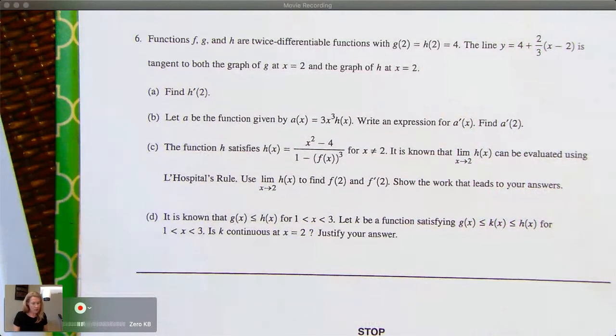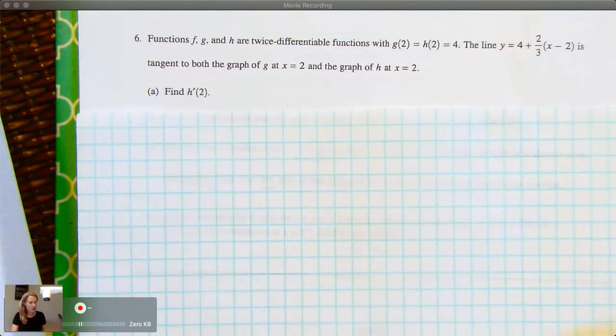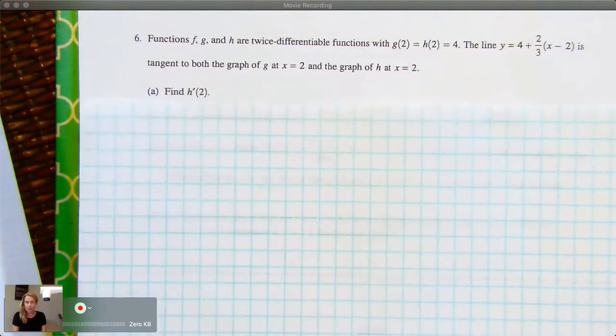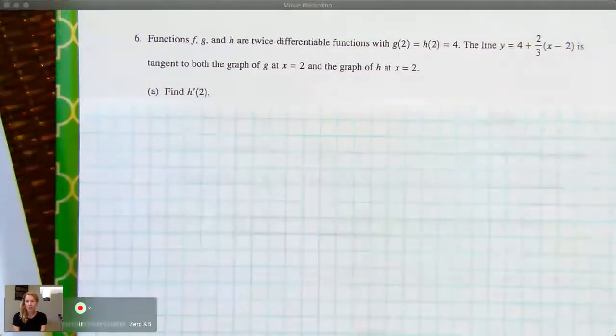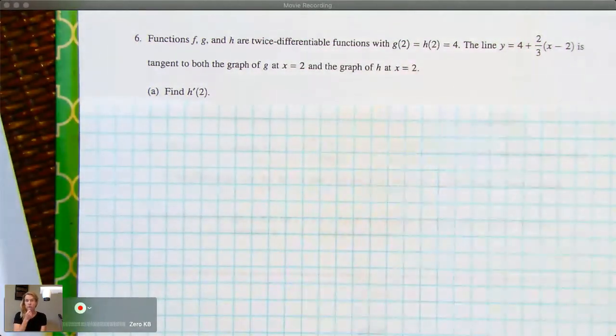So the first question is, find h prime of 2. Well, they didn't even give us what h was. They just gave us 1 point in time for h. So how are we going to find h prime at 2? Thinking about what you know in the great scheme of things, what does h prime represent? Go ahead and type it in if you have an idea of what we're supposed to do here. How do I find h prime at 2? I know h of 2 is 4.